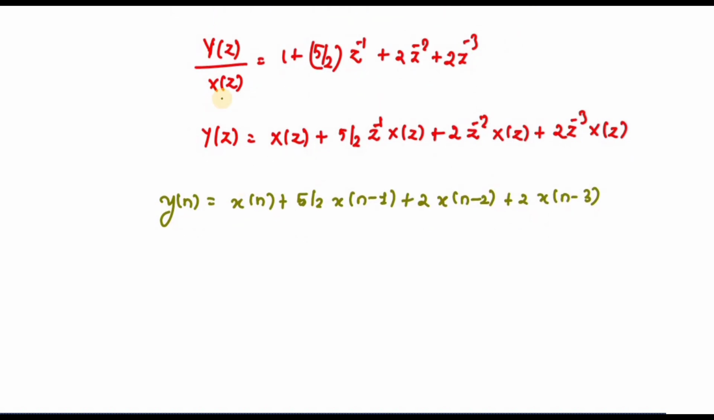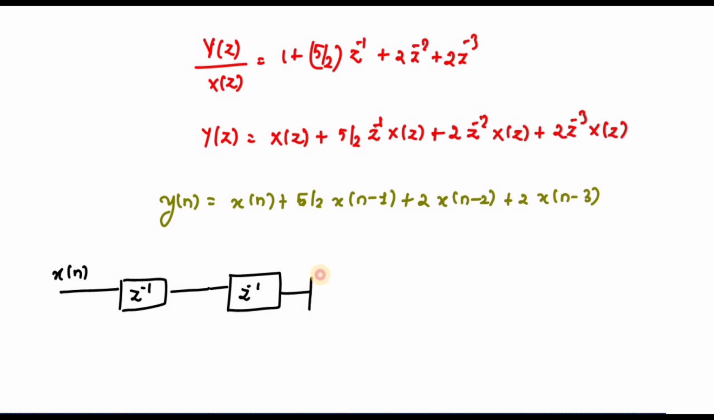First, I am going to realize this in direct form. You can see I have a z^-3, therefore I have to draw z^-1, z^-1 and z^-1, so that if I multiply, I will get z^-3. After that, you can see I have x(n), which is multiplied by 1.